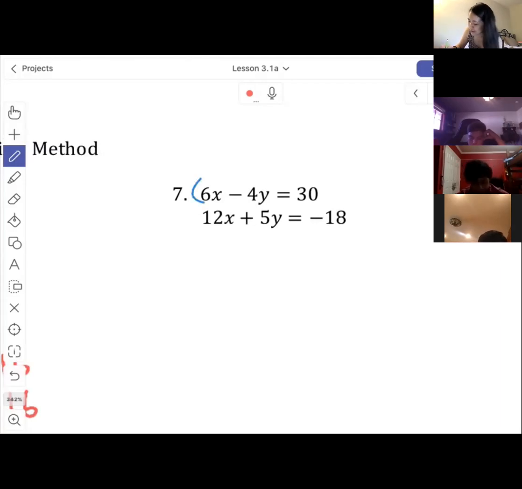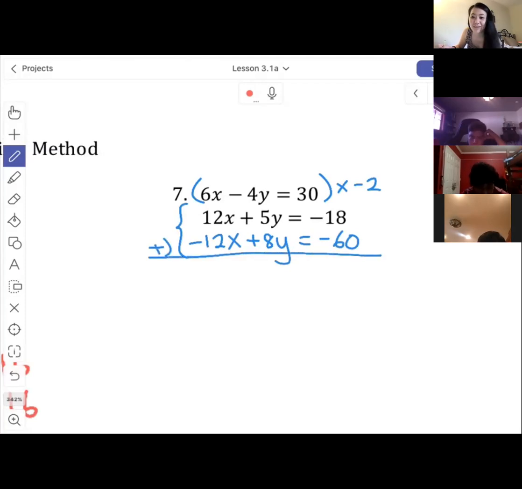Actually, I'm going to make it a little easier. I'm going to multiply this by negative 2. So I'm going to get negative 12x plus 8y is equal to negative 60. And the reason why I say that's easier is because now you can just add those together. All right, so Mateo, what do we get when we add those together? What happens to those x's? They cancel out. Good.